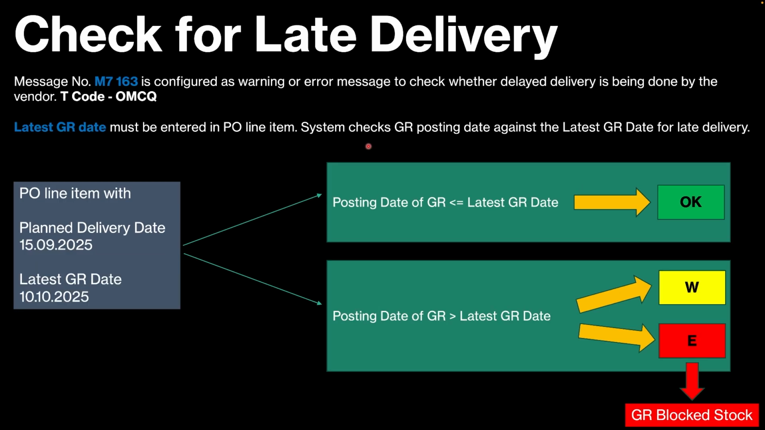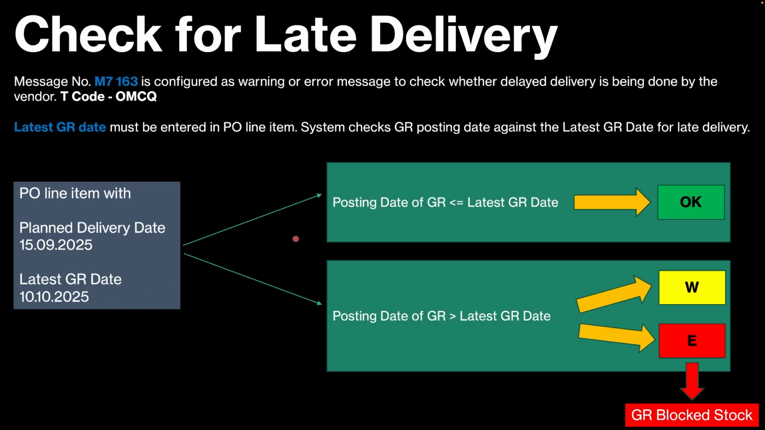So as we discussed earlier, for late delivery, the system will check against the latest GR date which is entered in the PO line item. So you can see here your planned delivery date is 15th of September and the latest GR date is 10th of October. So you are allowing the vendor to supply the material up to this date, that is 10th of October 2025. And if the vendor supplies the material after this latest GR date and you are posting the GR, then the system will either give a warning or an error message.